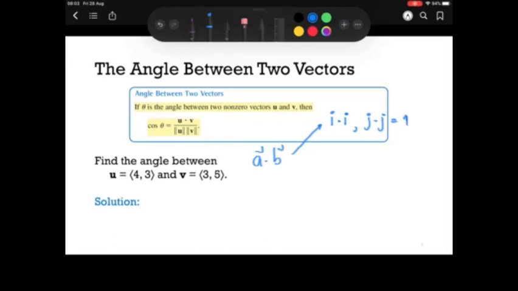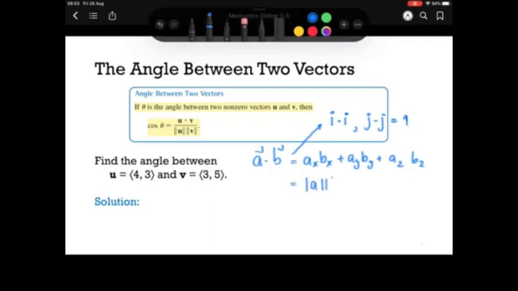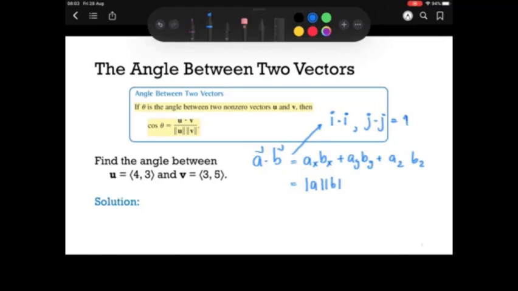So if we have a dot b here, we can write it as ax bx plus ay by plus az bz if it is in a three-dimensional system. Or you can say that it's equal to the magnitude of vector A multiplied by the magnitude of vector B and then cos theta, where theta is the angle between these two vectors.